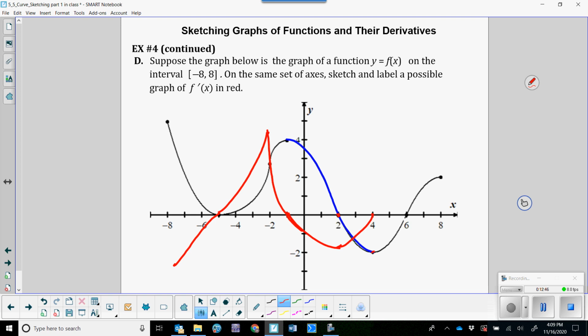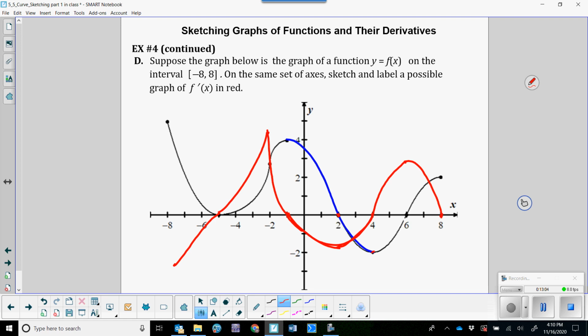Because there's a relative minimum. So it's changing from decreasing, and then once it goes past 4, it's got to change to increasing again. And again, somewhere up there, we're going to have a maximum because I have a 0 again, and then back down to 8. Okay?